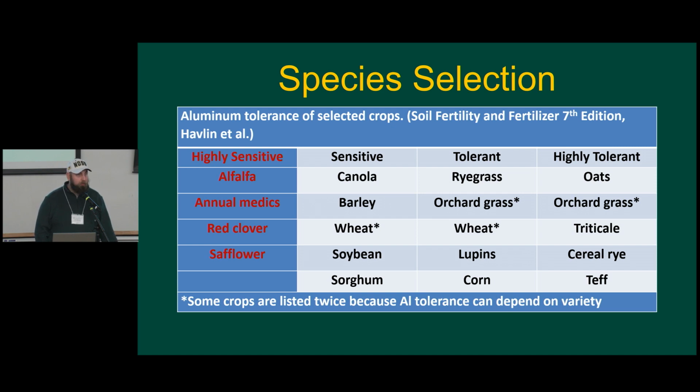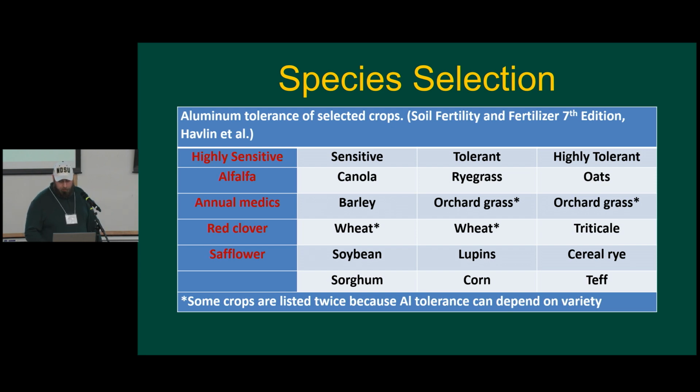Oats do really well in low pH. They can just kind of seem to handle the aluminum toxicity better. And then I heard some talk about teff earlier. Teff is supposed to be pretty well able to handle this issue, but getting it established can be difficult sometimes.